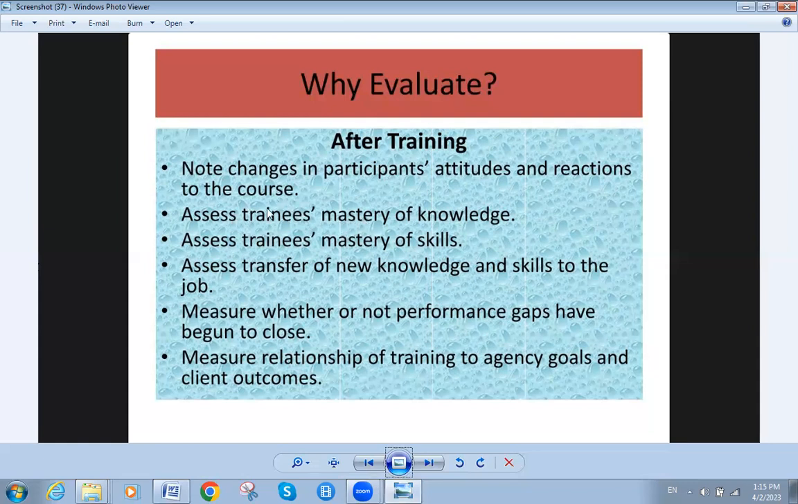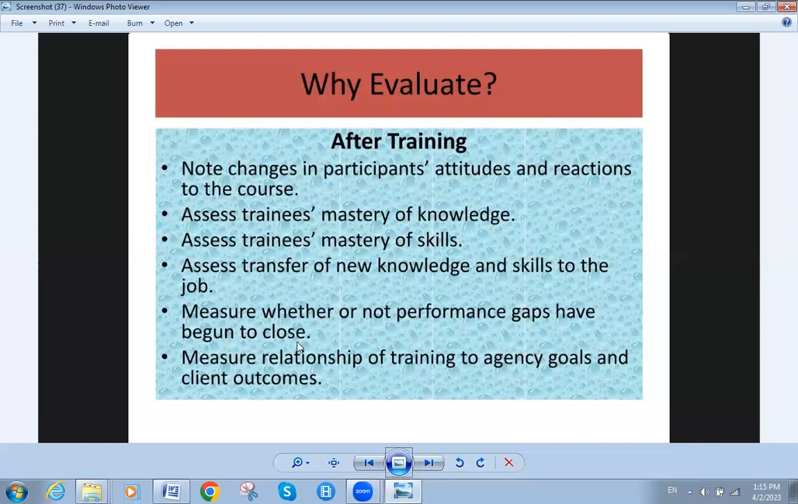Again, the word trainee means the person who's receiving the training. Assess trainees' mastery of knowledge and mastery of skills, the knowledge and the skills of the trainee. Assess transfer of new knowledge and new skills to the job. Measure whether or not performance gaps have begun to close.